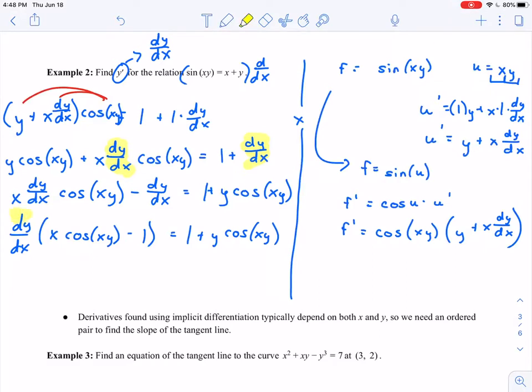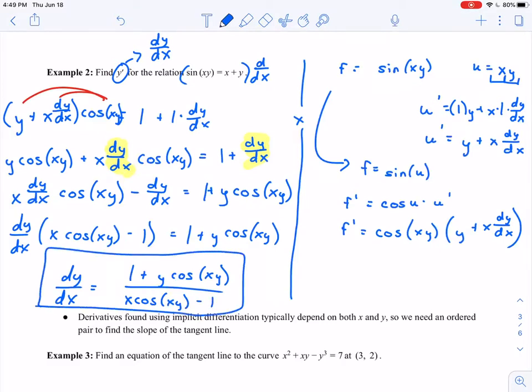Again, keep in mind what we're trying to do. We're solving for dy over dx. So my last step, I'm just going to divide by x cosine of xy minus 1. So dy over dx is equal to 1 plus y cosine of xy divided by x cosine of xy minus 1. So there is my derivative.